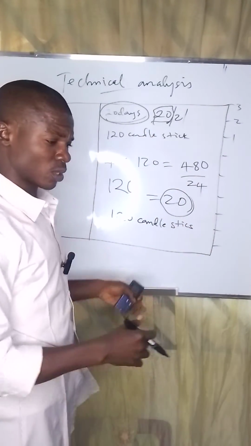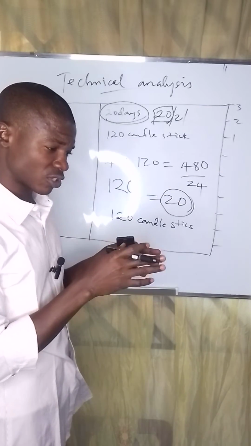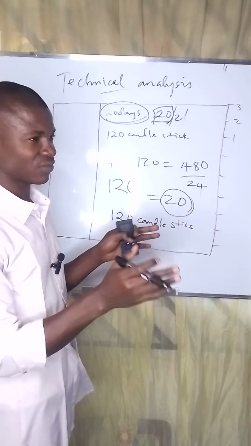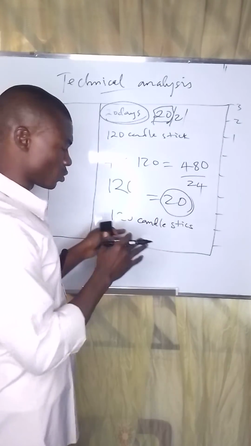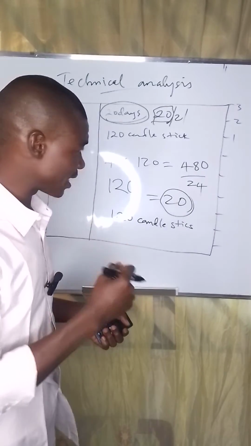Use the market watch. You can use any tool you like, but I use the market watch because it's easier for me to shift and set the screen size. You can drag it to the left or to the right. Just make sure that the candlesticks you see is 120.